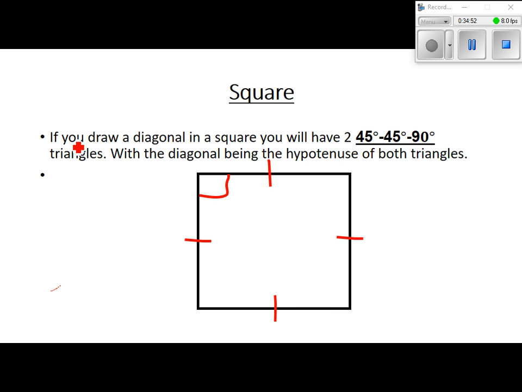If you draw a diagonal in a square, and apparently I already drew the diagonal in for you, didn't I? So if you draw this in a square, no matter which direction it goes, guess what's true about these two triangles? They're congruent. What else is true about them? What kind of triangles are they? They're right isosceles. Isosceles right. And they're 45, 45, 90 triangles. So each one of them's a 45, 45, 90 triangle.